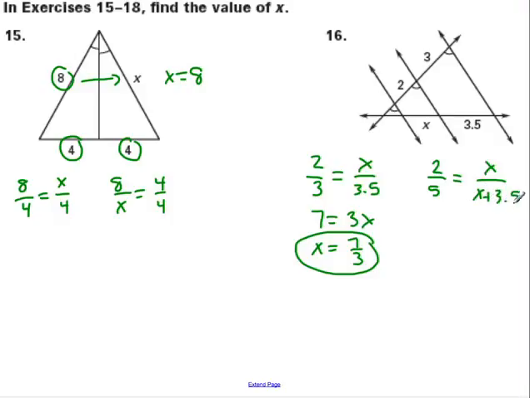That works nicely. You could also say, as a third method, 2 over x equals 3 over 3.5, something like that. A lot of different ways you could fill this out. Every single way you will get x equals 7/3.